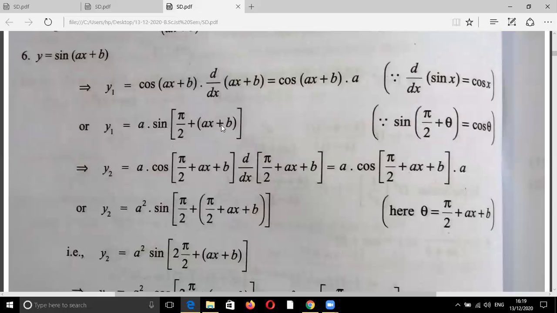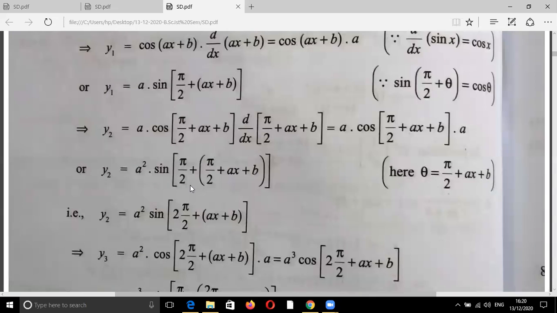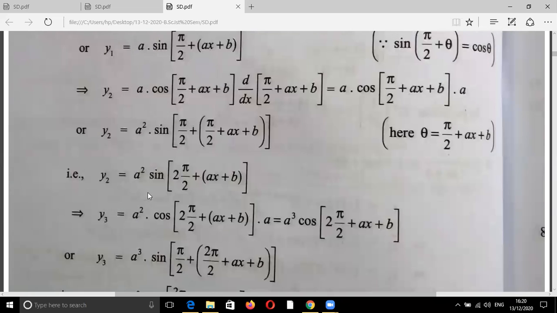Okay, in the previous case, here it is rewritten. Now cos(pi/2 + ax + b) you are writing as sin(pi/2 + theta) = cos theta. Just like that, here also you are writing sin(pi/2 + pi/2 + ax + b). Now a square into sin, this pi/2 + pi/2 you are writing as 2 pi/2 + x + b.